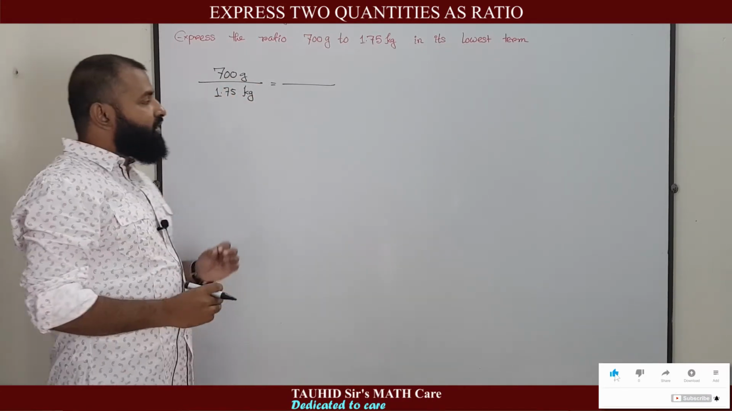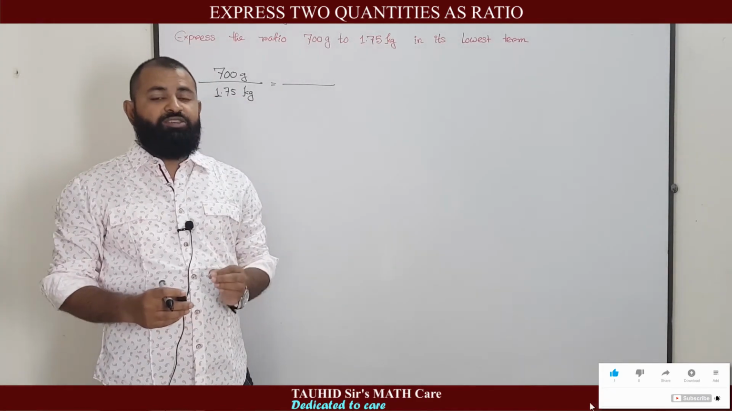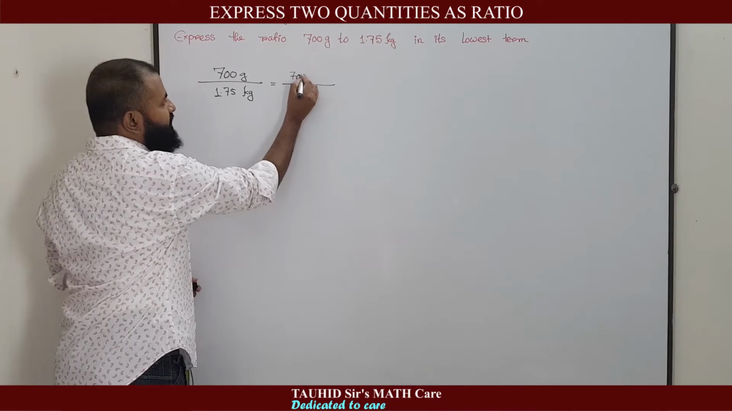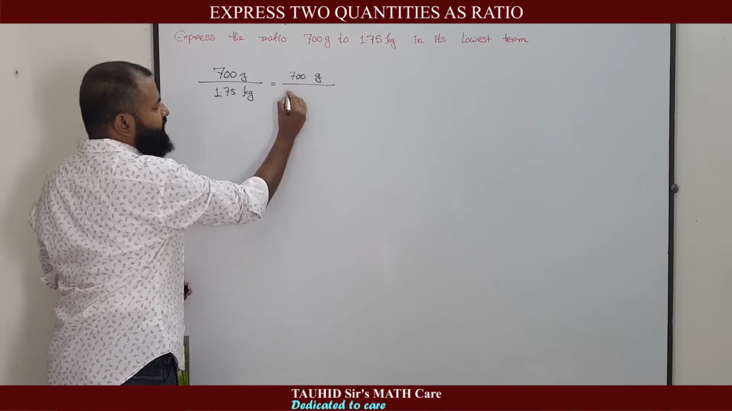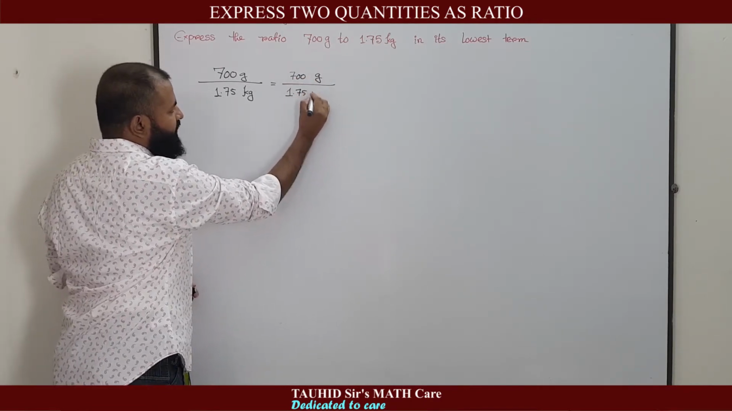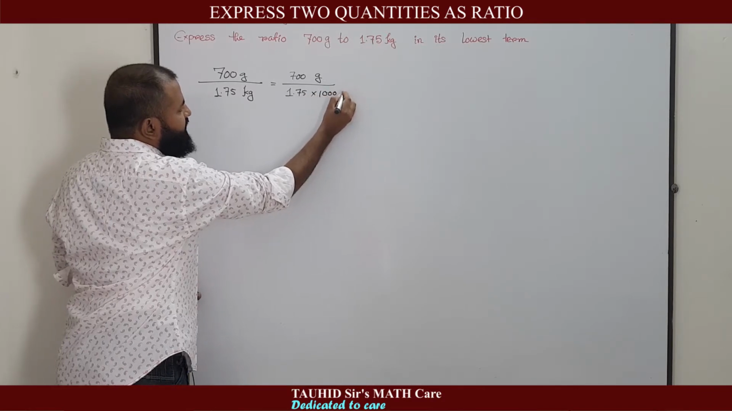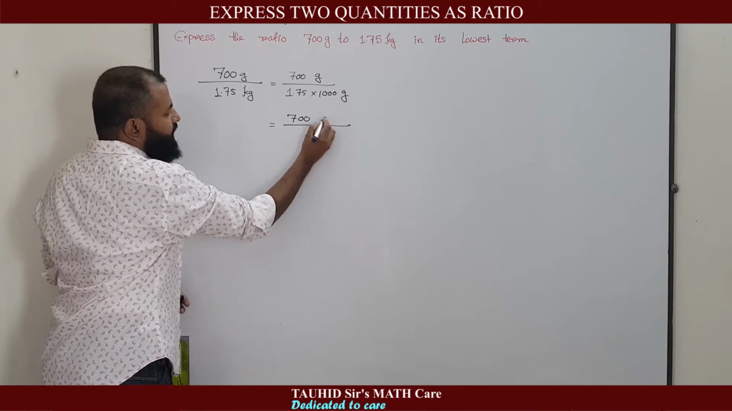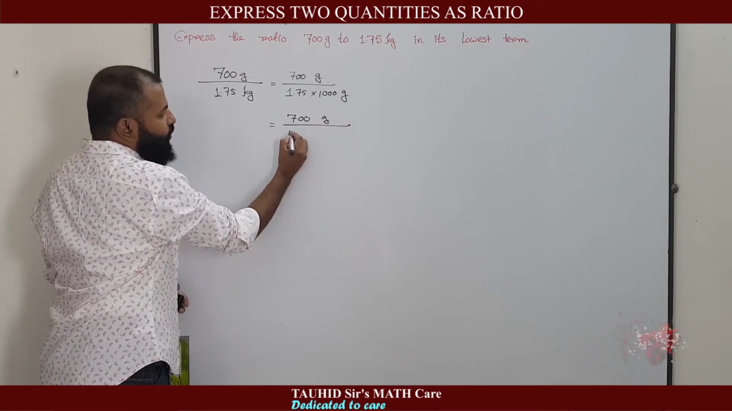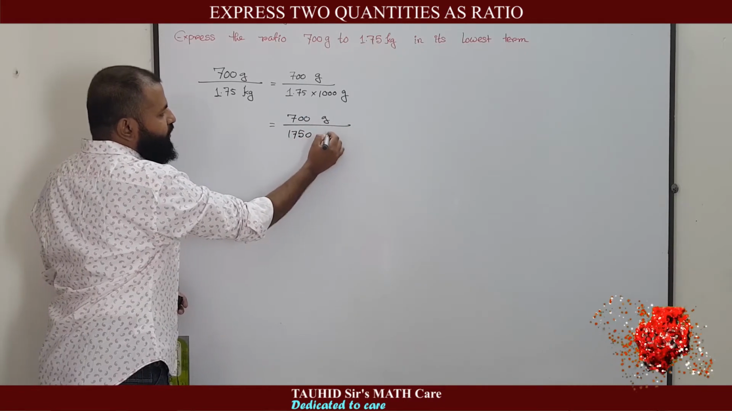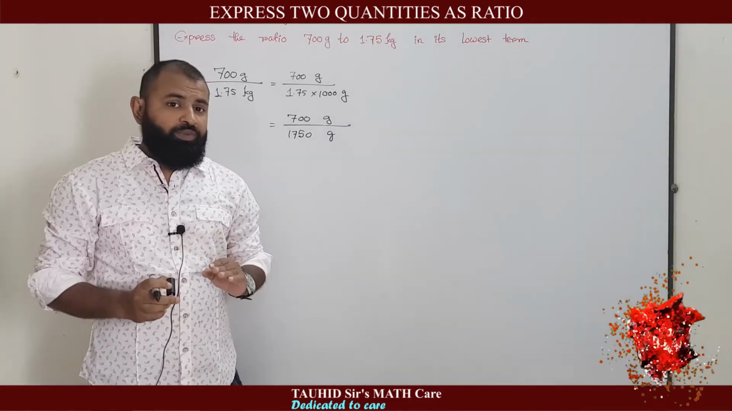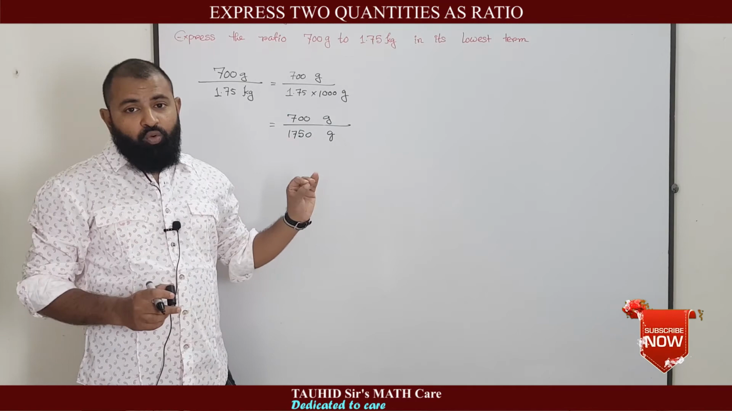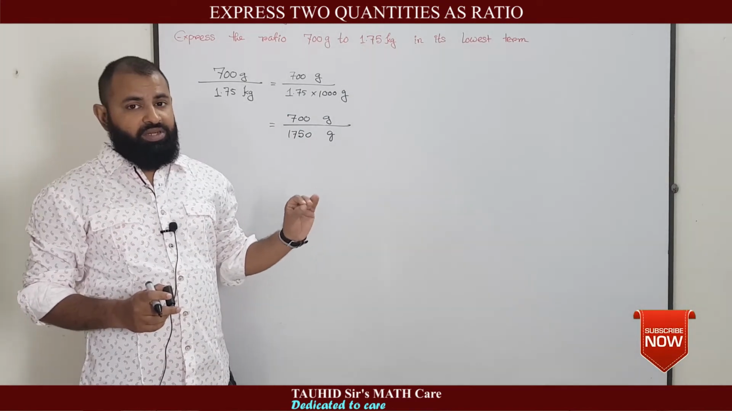For writing them in ratio, you must express both of them in the same unit. 700 gram, and 1.75 kg, that means 1.75 multiplied by 1000 gram, that means 700 gram divided by 1750 gram. Now both of them are expressed in the same unit, so now we can find their ratio.